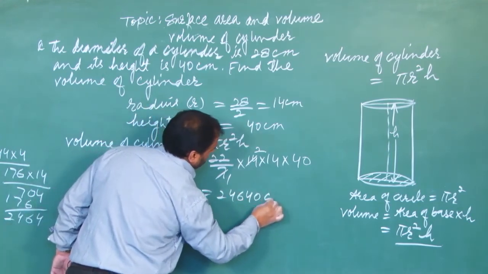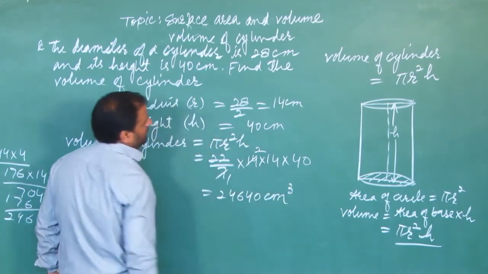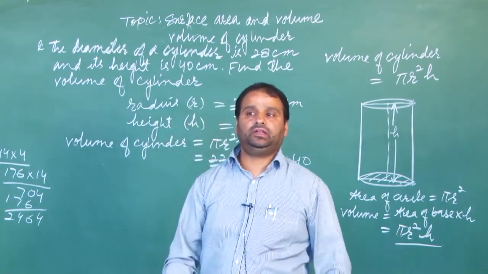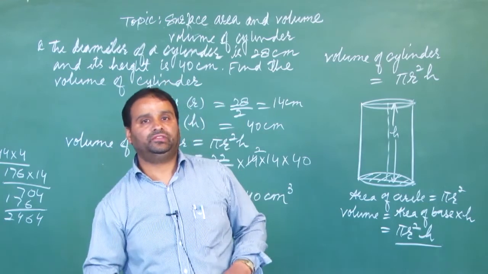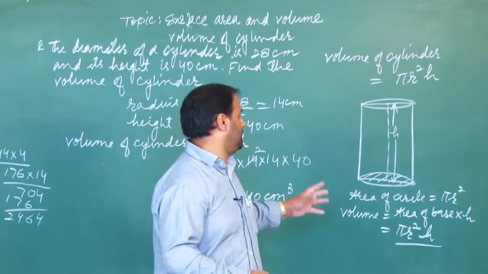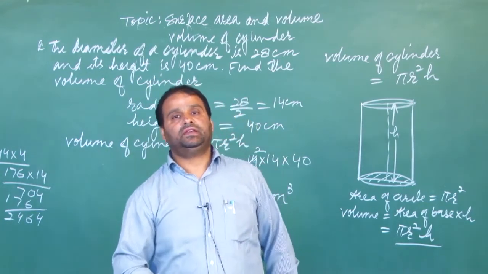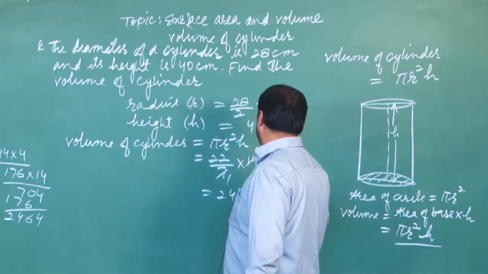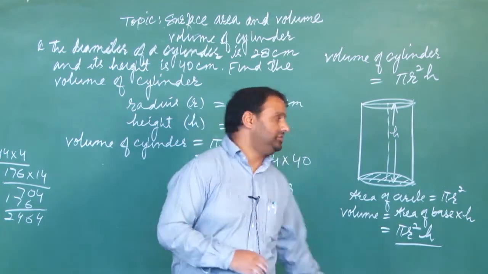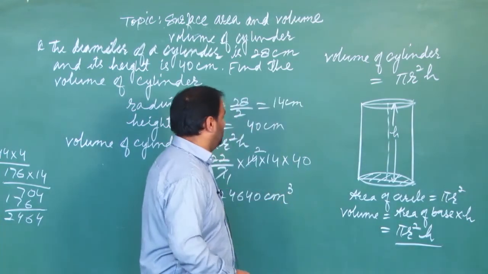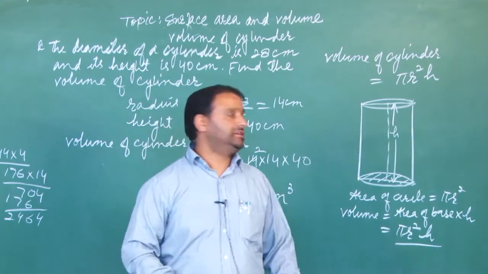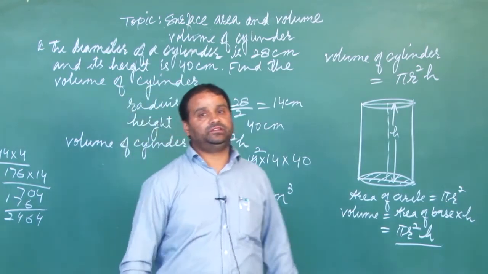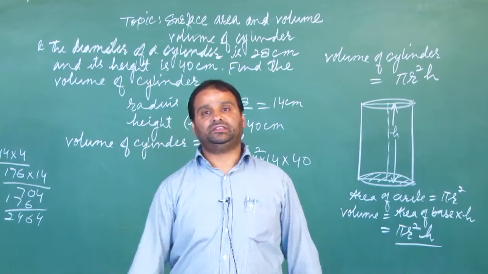It's 24640 centimeter cube, because when you find the volume, you have to take 3 dimensions into account: the length, breadth, and its height. Because it's a cylinder, its base is 2-dimensional with the height h, and it becomes volume, that is written as raised to power 3. So the volume of that cylinder is 24,640 centimeter cube, or you can say cubic centimeter.